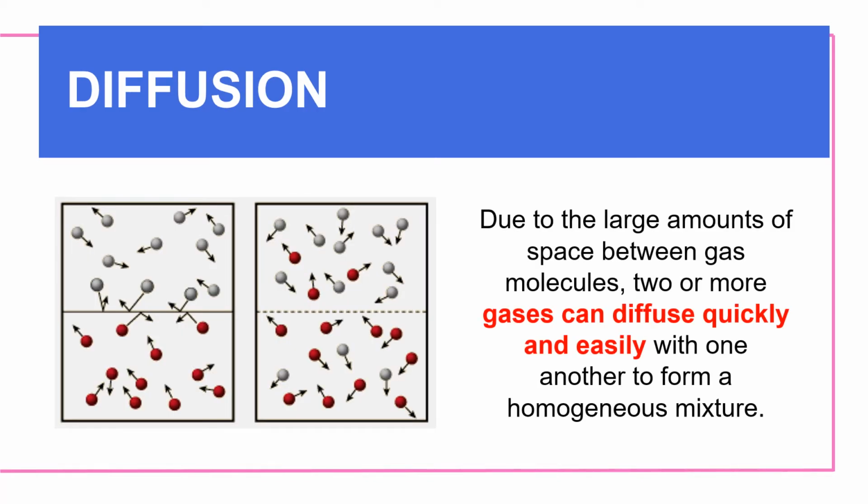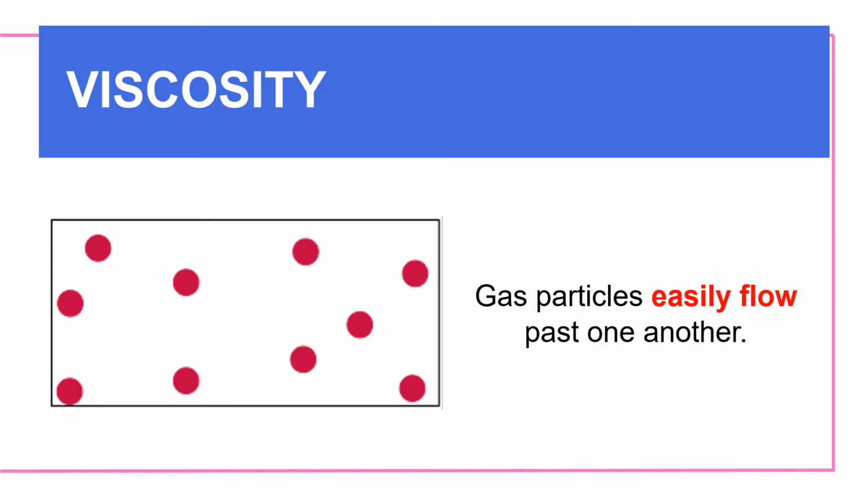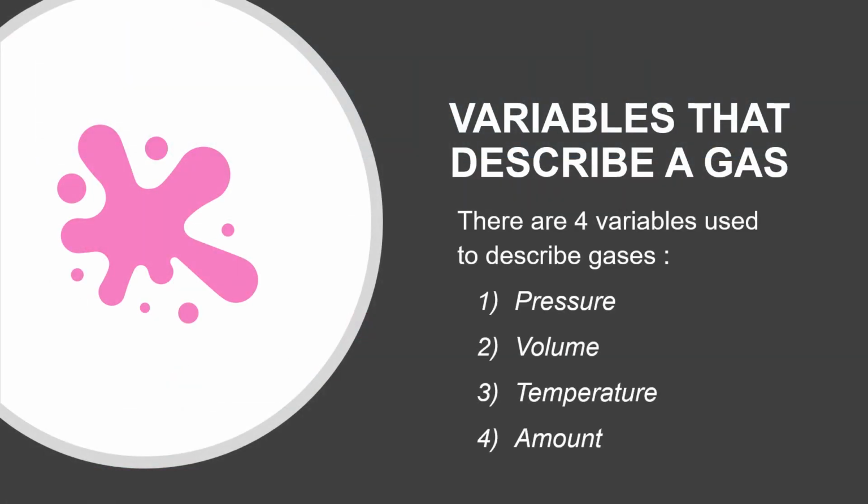Due to the large amounts of space between gas molecules, two or more gases can diffuse quickly and easily with one another to form a homogeneous mixture. Gas particles easily flow to pass one another. There are four variables used to describe gases. They are pressure, volume, temperature, and amount of gas.